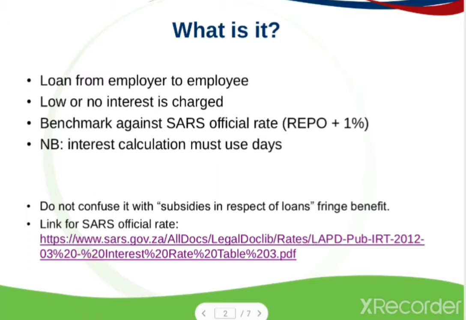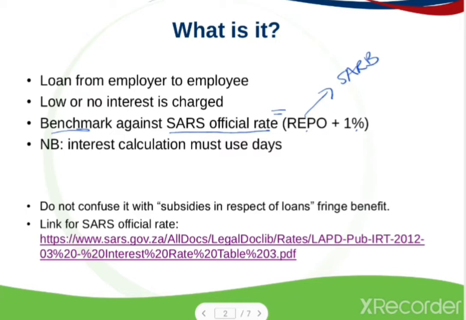You have a situation where there's a loan between the employer and the employee, and the interest that's being charged on that loan is either very low or there's no interest at all. We would then benchmark that actual interest against the SARS official rate. The SARS official rate is calculated by taking the repo rate plus 1%. The repo rate is the rate that's published by the South African Reserve Bank. It's the interbank lending rate.